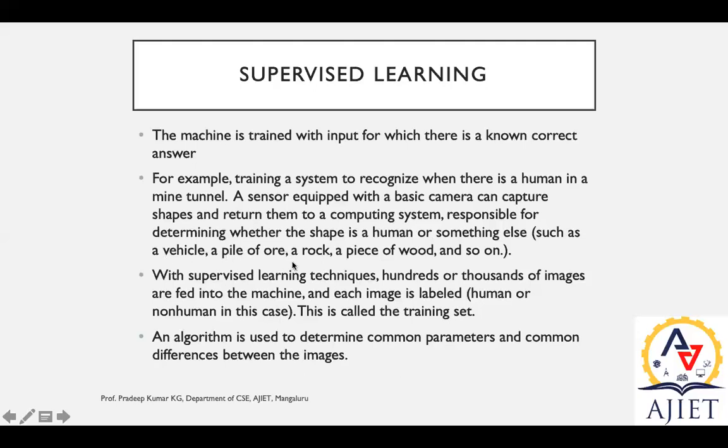Now for each of these bifurcations, for a vehicle and all those things, we have some dimensions. We can set up those dimensions and we can compare. So a number of images have been captured by the camera module. Using supervised learning techniques, we can label each image, whether it is human or non-human. That is the training set, a clear-cut bifurcation of images which are already captured by the camera. That is, we are training the data. Now when we apply a machine learning algorithm to this training data set, it is supervised learning. An algorithm is used to determine common parameters and common differences between the images. That is how supervised learning works.